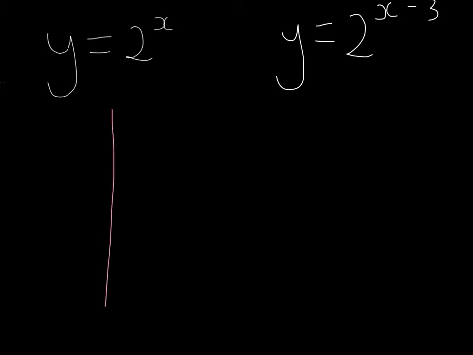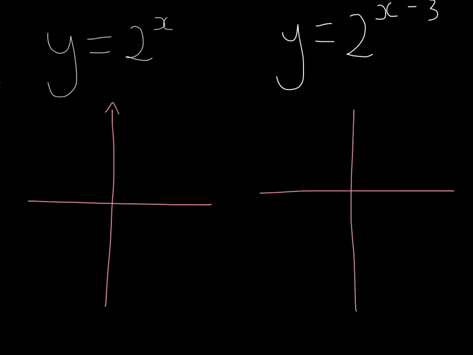Let's draw two separate axes so we could compare them. That's y, that's x, that's y, that's x. Now we know that there are no reflections because there are no negative signs in front of the 2, which represents a, or the x. In both cases, there is a negative here, but it doesn't come in front of the x or our base.